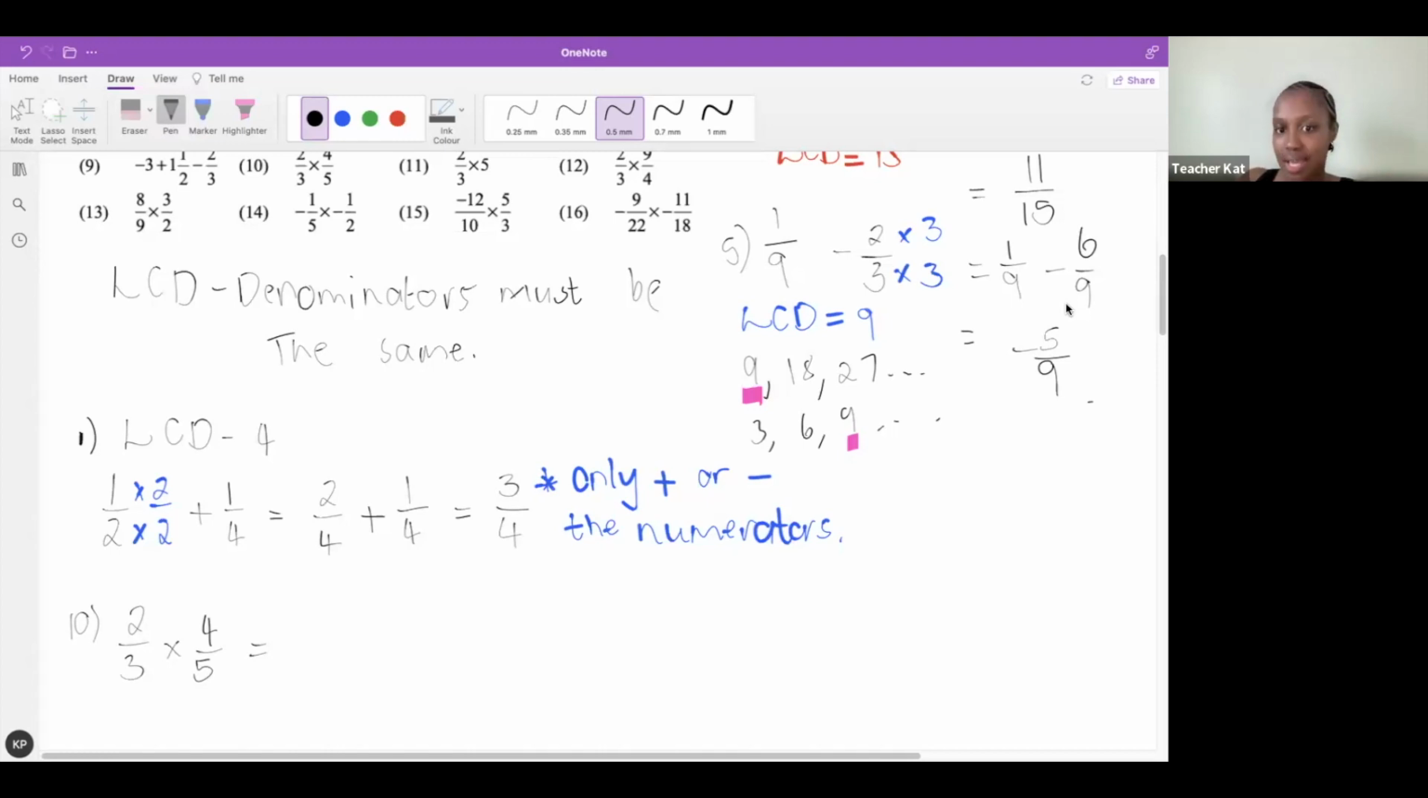Cross canceling. Okay, yes, we cross cancel if we can. But then if you don't need to cross cancel, then how do we multiply fractions? What does cross canceling mean? Let's start there. It means we're looking for common factors, right? So is there a common factor between 2 and 5? No. Is there a common factor between 3 and 4? No. So we move on to the next step. After we cross cancel, what's the next step?